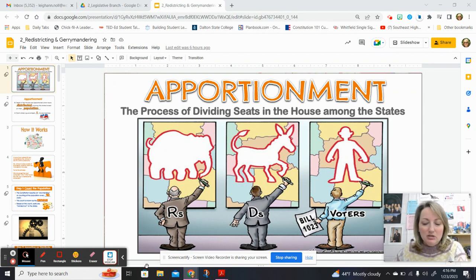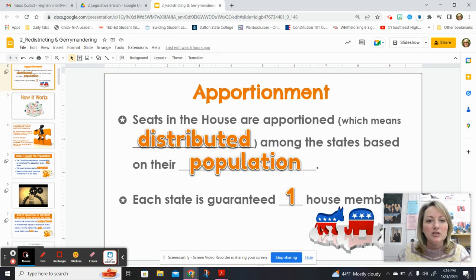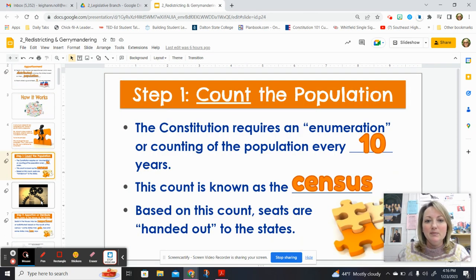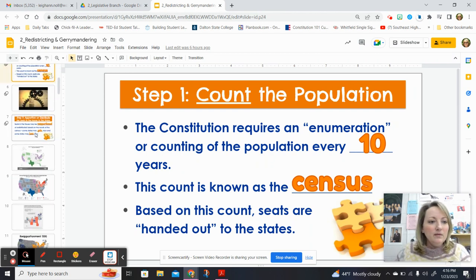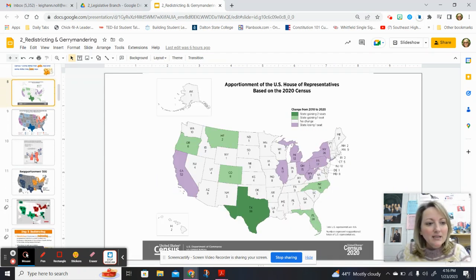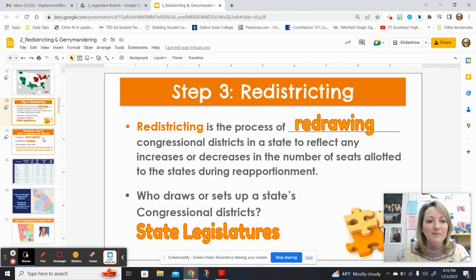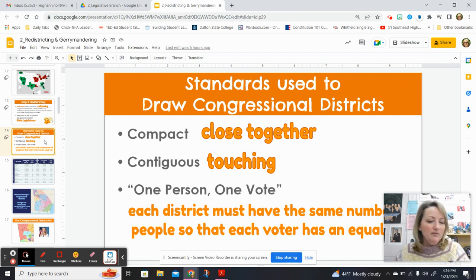So I only spend 2 days on it, not a tremendous amount of time. But this is the presentation that I created where we just talk about what it means and the basic steps of how it works. You know that I bullet to 3 steps. You've got to count, distribute, and then redistrict the lines. I have the maps in here for them to look at. And then we talk about the standards from various court cases. In a nutshell, the three basic standards are that districts have to be compact, contiguous, and one person, one vote.